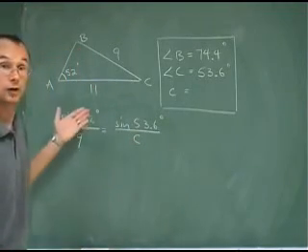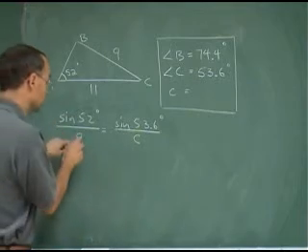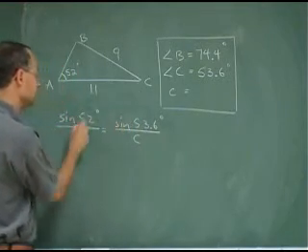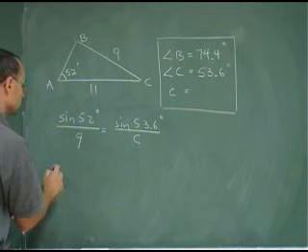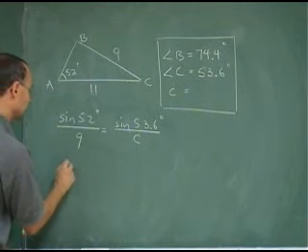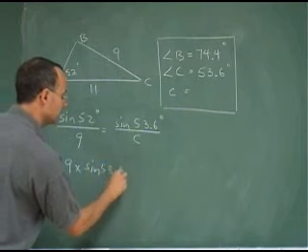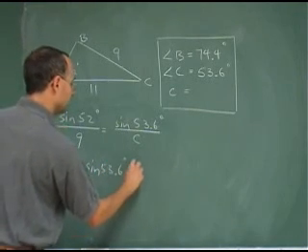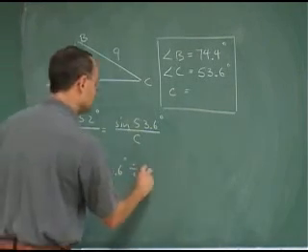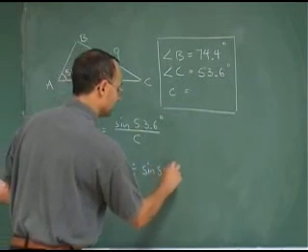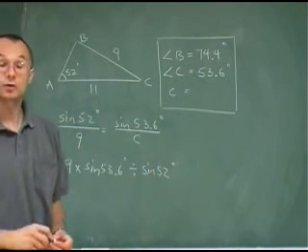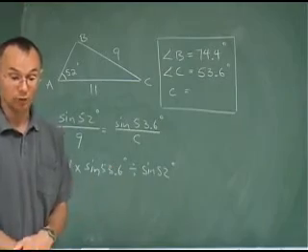Well, I cross multiply and divide, so I'm going to go bottom times top, and then divide by the sine of 52. So here's what I'm doing on my calculator. 9 times the sine of 53.6 degrees divided by sine of 52 degrees. And it turns out if I do that, I get 9.2.